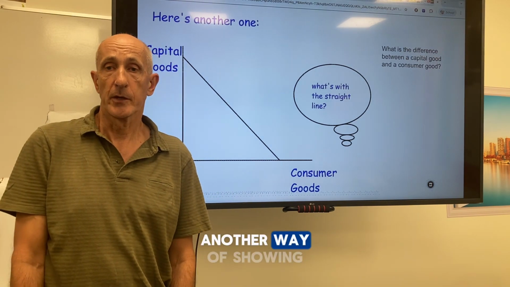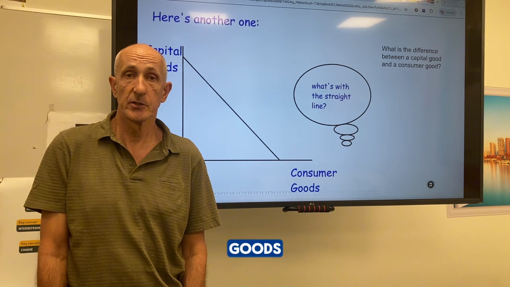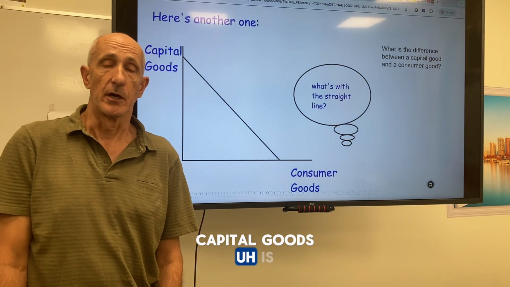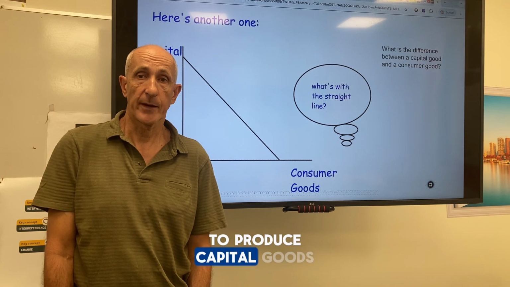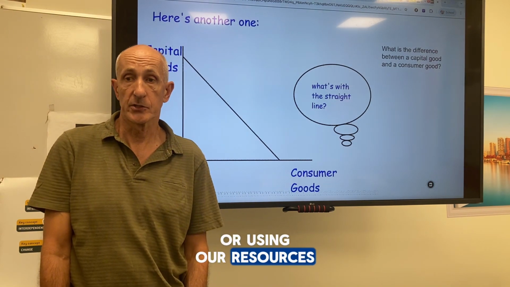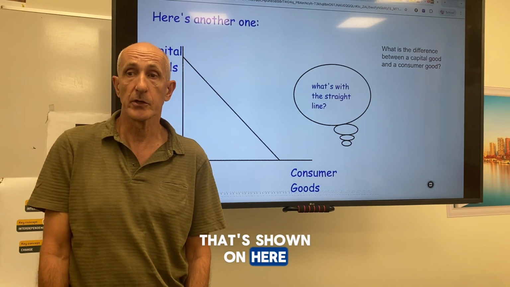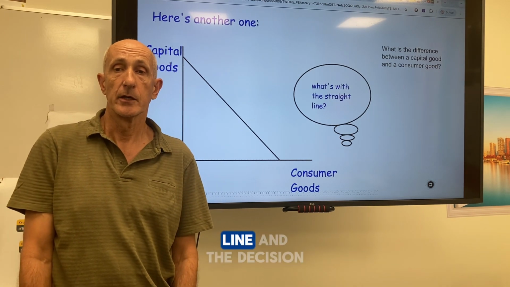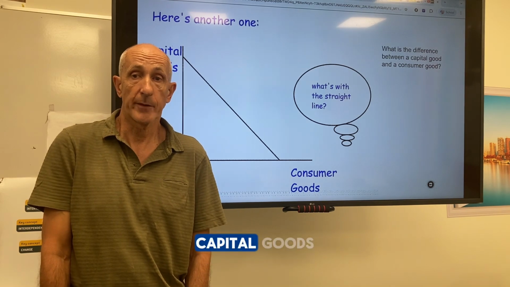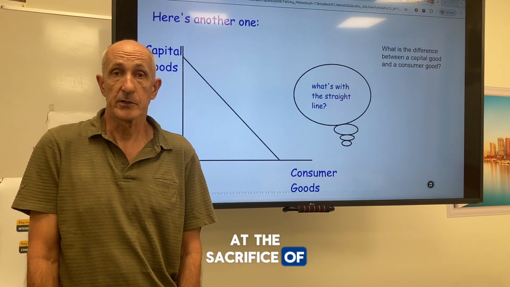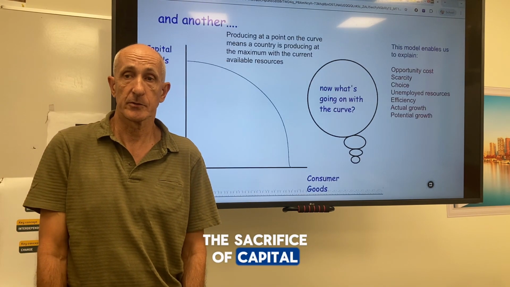maths. Another way of showing it is to use a very common way, capital goods and consumer goods. Capital goods is machinery, using our resources to produce capital goods or using our resources to make consumer goods. So this is a whole sort of macro economy that's shown on here. Again, it's a straight line and the decision is the same. Do we produce more capital goods at the sacrifice of consumer goods, or do we produce more consumer goods at the sacrifice of capital goods?